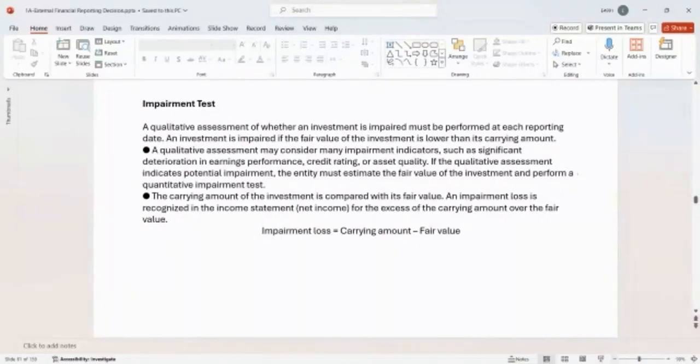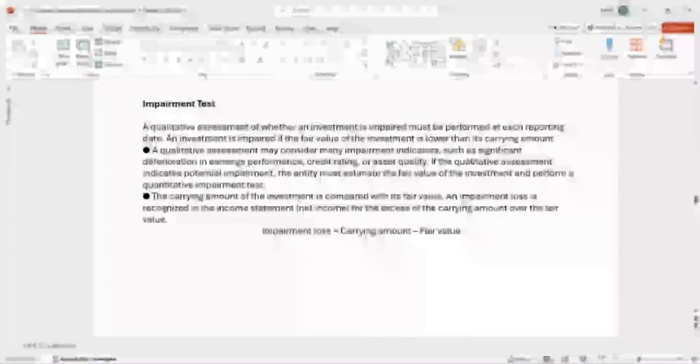Impairment test. A qualitative assessment of whether an investment is impaired must be performed at each reporting date. An investment is impaired if the fair value of the investment is lower than its carrying amount. A qualitative assessment may consider many impairment indicators such as significant deterioration in earnings performance, credit rating, or asset quality.